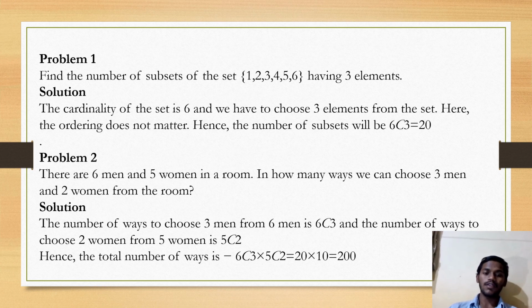There are 6 men and 5 women in the room. In how many ways can we choose 3 men and 2 women from the room? The number of ways to choose 3 men from 6 men is 6C3, and the number of ways of choosing 2 women from 5 women is 5C2. Hence the total number of ways is 6C3 times 5C2, that is equal to 200.